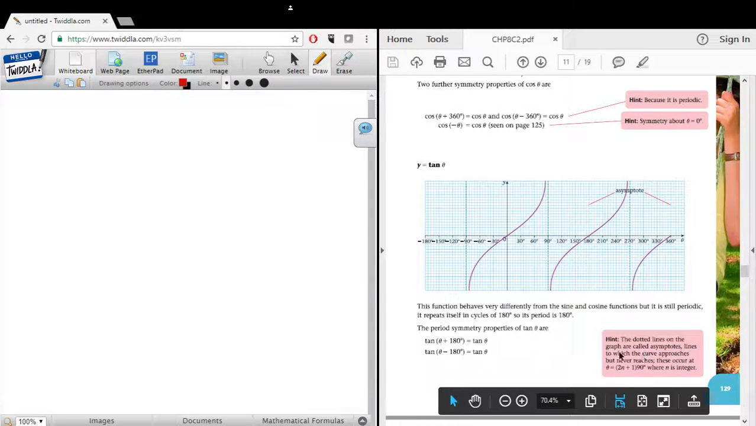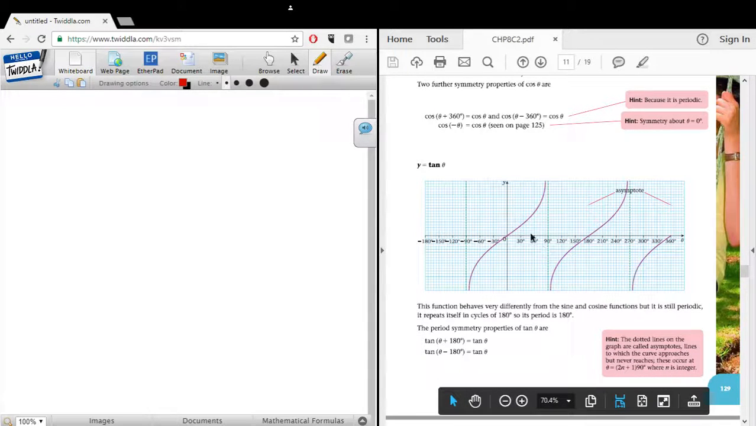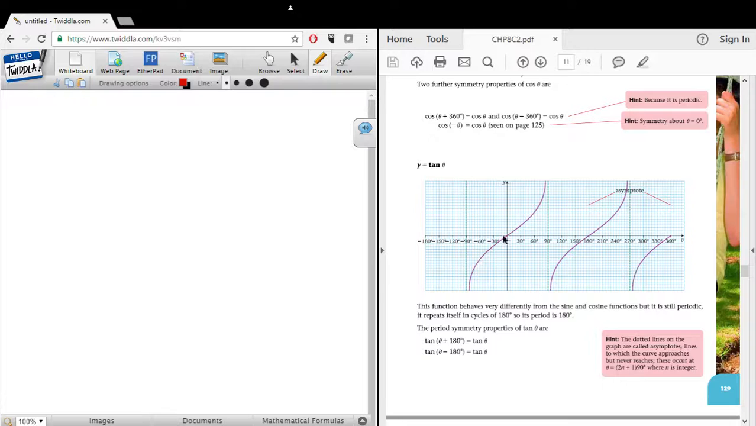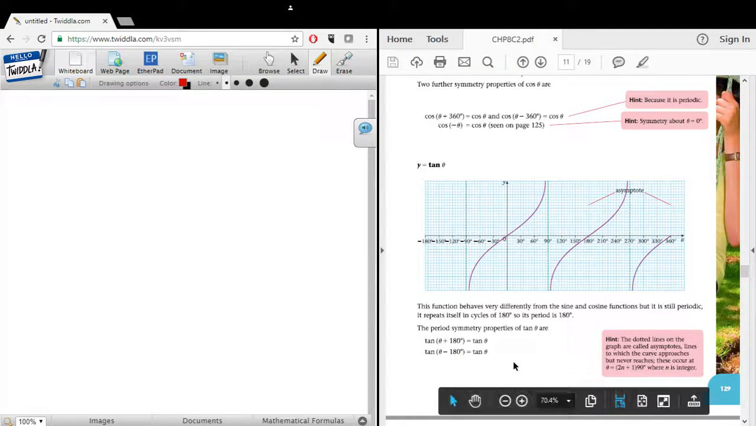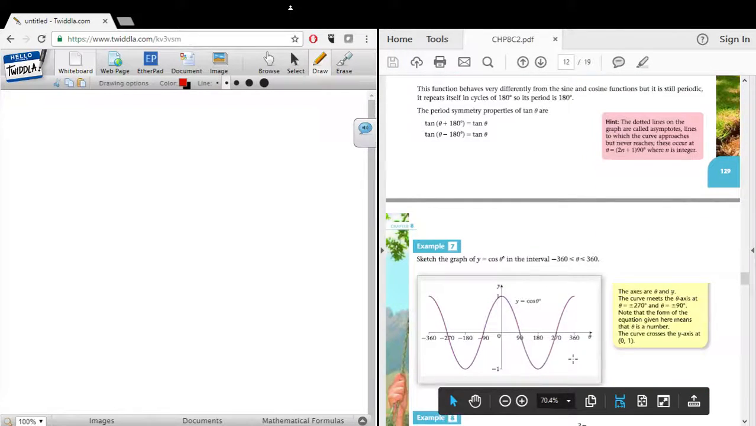There's a small hint here that you should take note of. The dotted lines on the graph are called asymptotes, lines to which the curve approaches but never reaches. These occur at theta equals (2n plus 1) times 90 degrees, where n is an integer. So these lines, you can see, are the lines to which the curve approaches, but they never actually intersect. And it also gives you the formula to appreciate when you can find them.